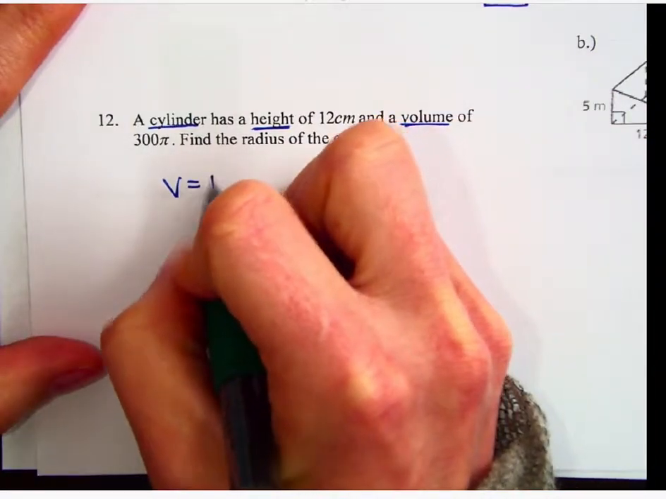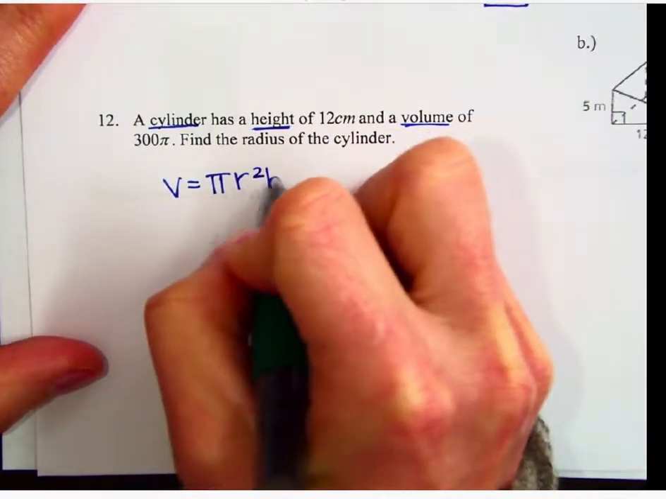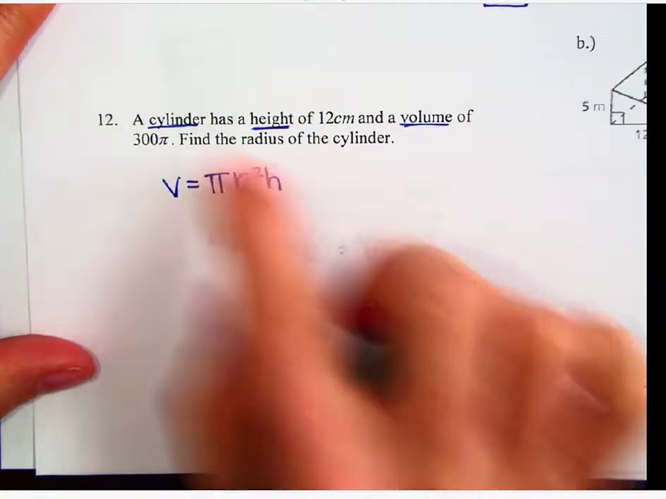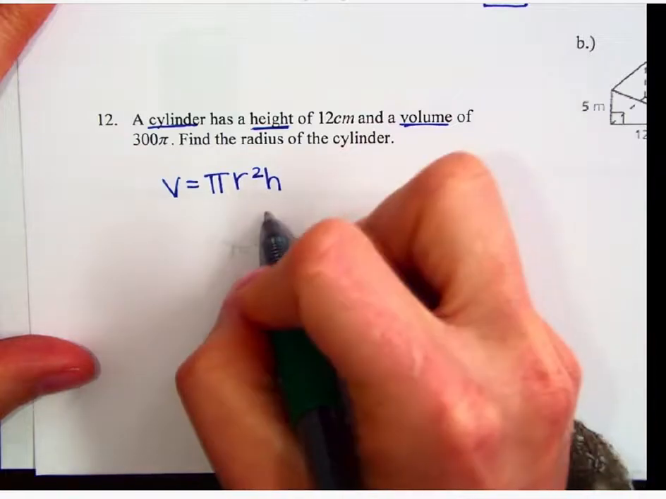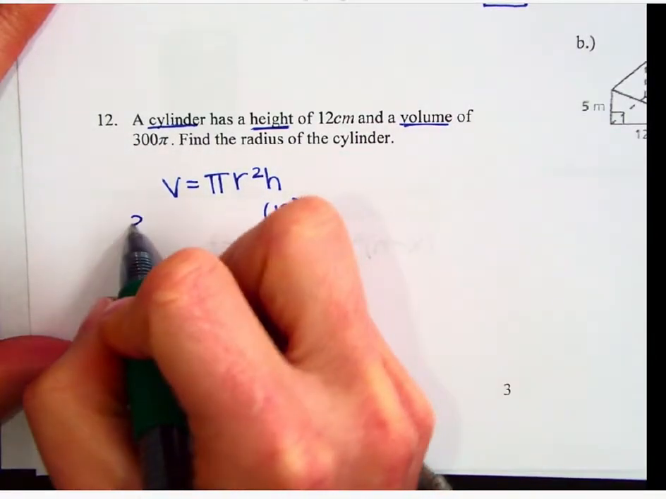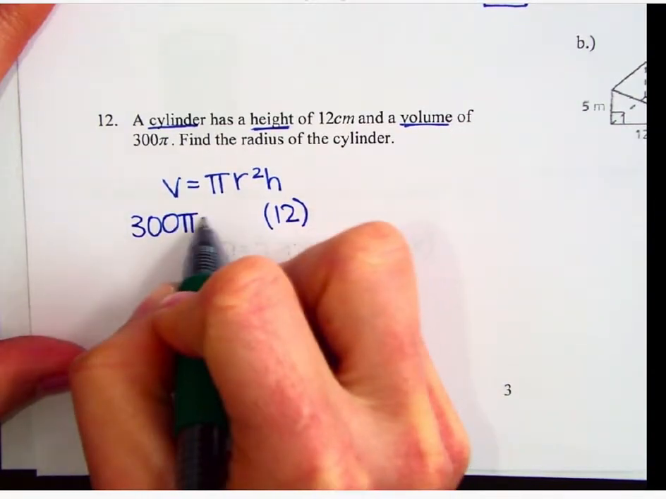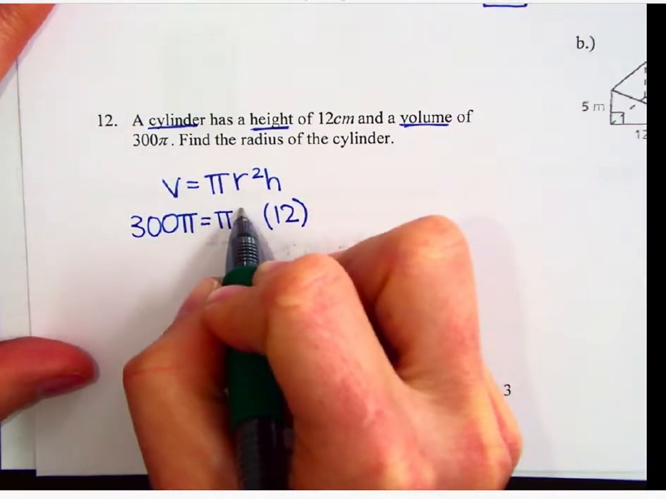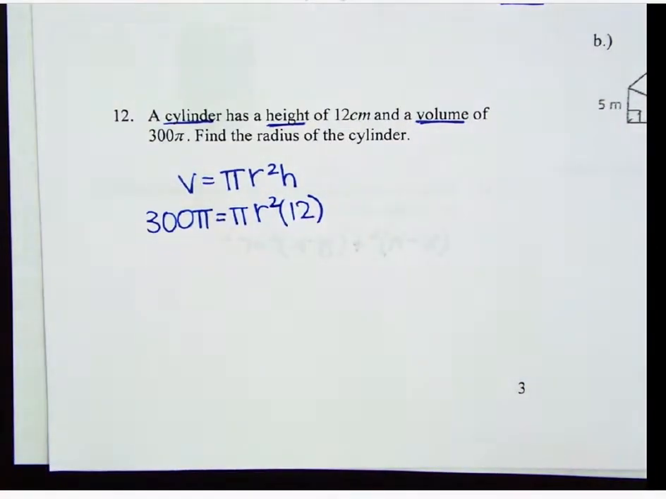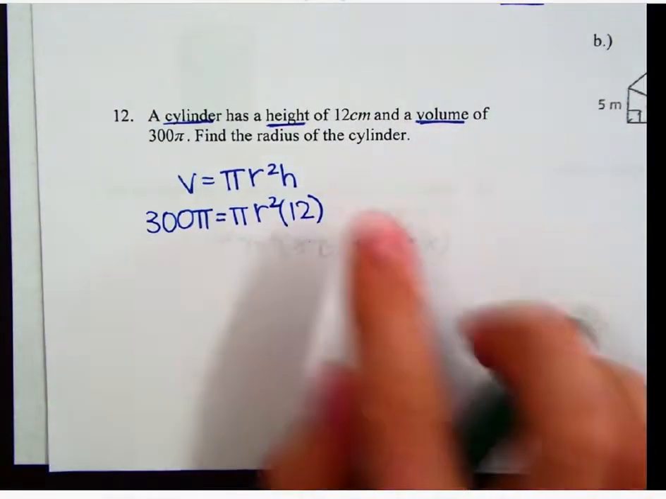So the volume of the cylinder, we have pi r squared times height, and I'm going to plug in all of the given information. So right here, we know the height is 12 centimeters. The volume is 300 pi. And they are asking us to find the radius. So leave r there. Don't plug anything in for r for radius because we are going to be solving for that.